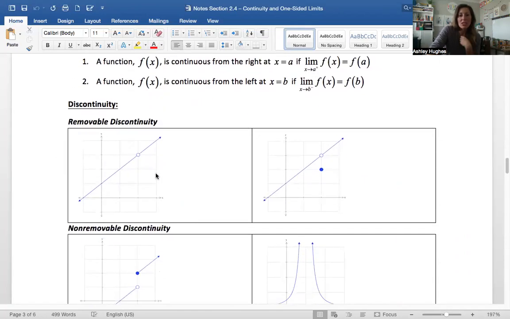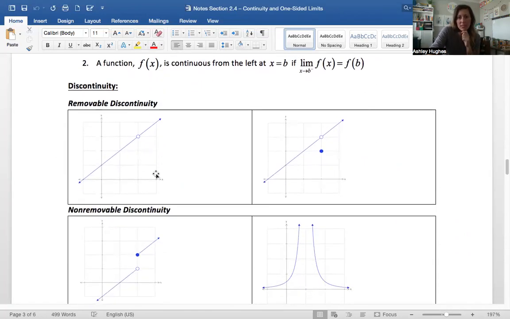Okay. Now we're going to talk about removable and non-removable discontinuities. So when you're looking at a graph, it's easy to see the difference. A removable discontinuity is a hole in the graph. So again, a removable discontinuity is a hole in the graph. That's what it looks like. It's like you just went, boom, like you plucked it out, okay? So you got tweezers out and you just pluck it out of there.